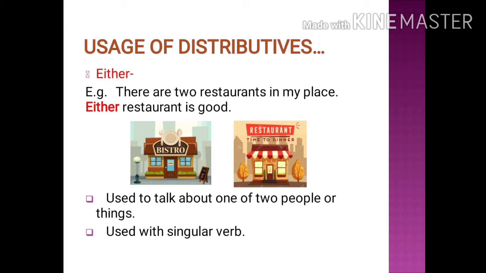Likewise, when I say Ram and Karthik are my students, either is good. It means that Ram is also good and Karthik is also good. So, the distributive either is used to talk about one of the two people or things. Here, either is also used with singular verb like each, every. Either should also be treated as singular.